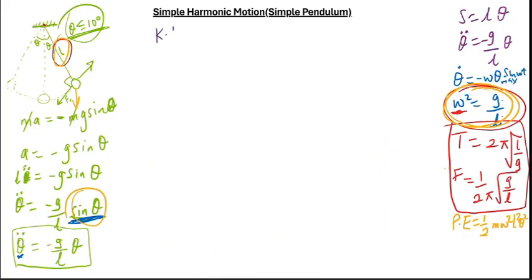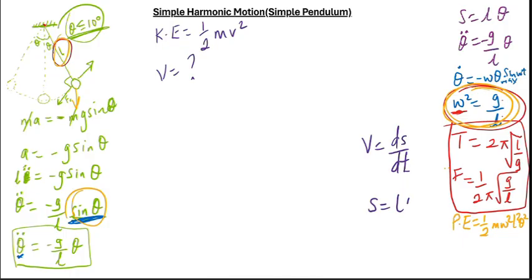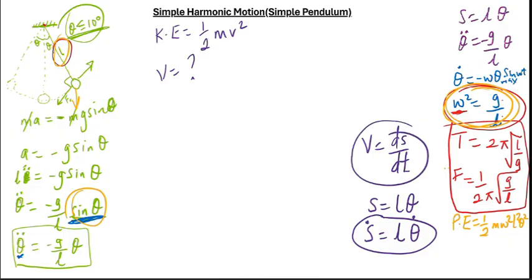Moving to kinetic energy, we know that our kinetic energy is half mv squared, but we don't know what our velocity is. But we can come back here. We know that our velocity is s over t. We can now use s equals L theta. If we differentiate this, we have our velocity equals L times the first differential of theta.